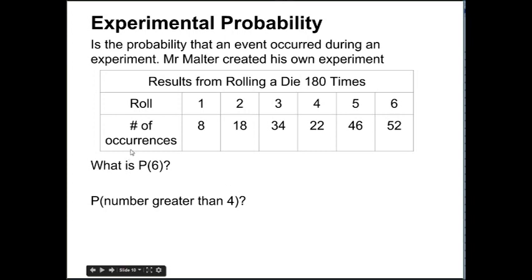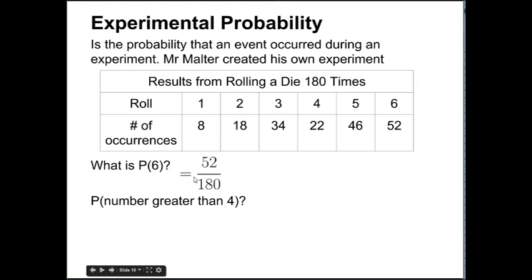So to figure out that probability of rolling a 6, I need to figure out two things. I need to figure out how many times I rolled a 6 in the experiment, and I need to figure out how many times I rolled the dice altogether. So let's take a look. To figure out how many times I rolled a 6, I'm going to use the chart, and I rolled a 6 52 times. And to figure out the number of times that I rolled the dice altogether, you could either add up all of these, but I also give it to you guys right up here. I rolled the dice 180 times. So my fraction is going to be 52 over 180.